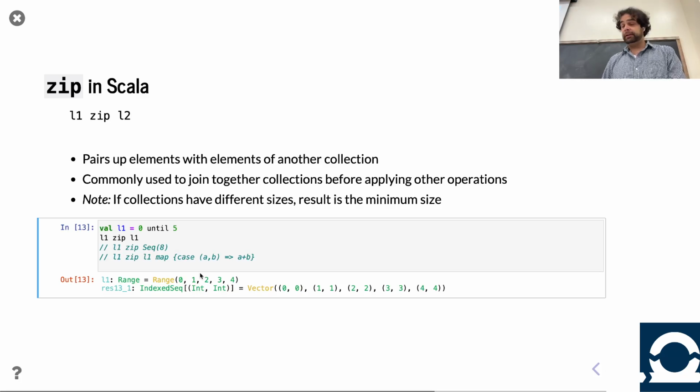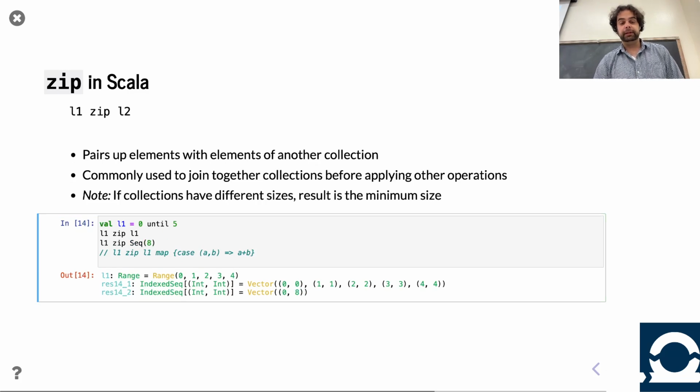Now where it starts getting interesting, you may be wondering, wait a second, what if the collections that are zipping together aren't the same length? What am I going to do in that case? What do folks think should happen on this next line? L1 zip Seq of 8. Seq of 8 is going to be only one element. Yeah, good suggestion. The suggestion was, I'm just going to take that first element and that's it. Absolutely. Because it can't go any farther. So you get the minimum of the two lengths, right?